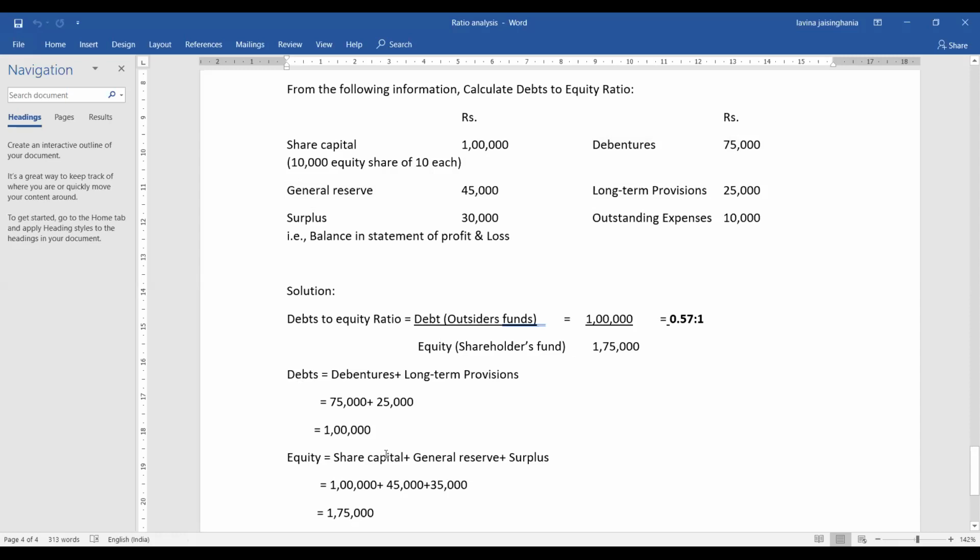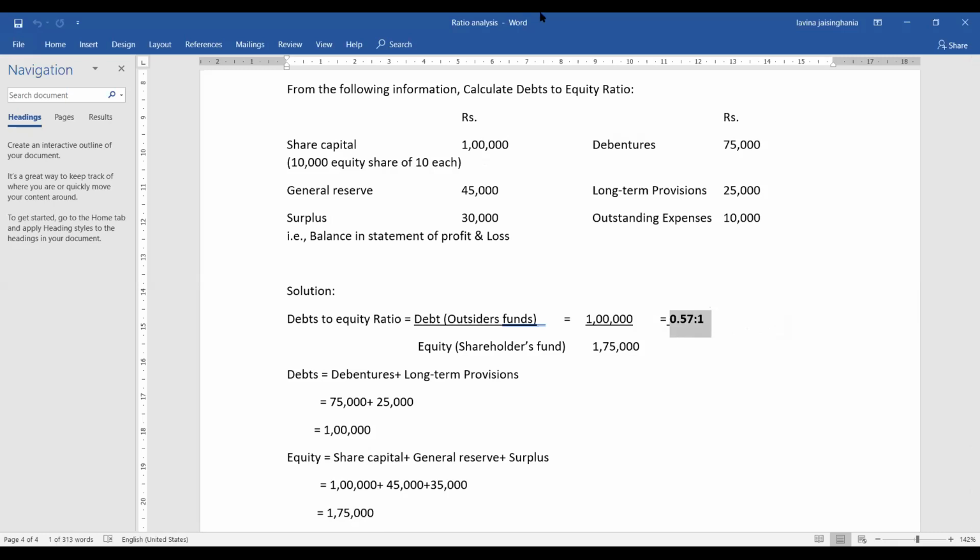And talking about equity, if preference shares are given, then they are part of equity. If equity shares are given, then also they are part of equity. Share capital, general reserve, and surplus, these all are part of owner's fund, that is equity. If you add this, you'll get 1,75,000. Then you divide debts, that is 1 lakh, by equity, 1,75,000. So your ratio is 0.57 is to 1, and your sum is done.